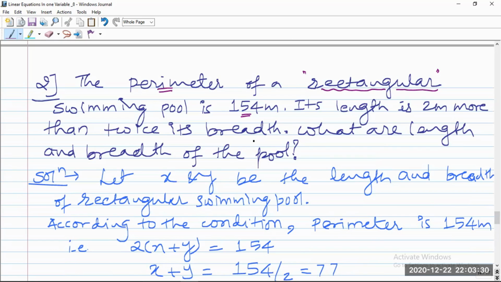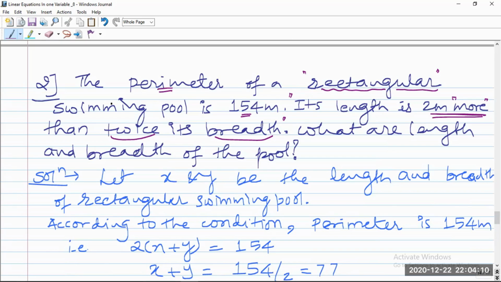We know what the perimeter of a rectangle is. Along with this, you are also given one more additional condition. Its length is 2 meters more. Read this here: 2 meters more. More means larger, which means we need to add 2 meters. So it is 2 meters more than what? It is 2 meters more than twice of what? Twice its breadth. So this condition is very, very important here to get an expression, to get a linear equation in one variable.